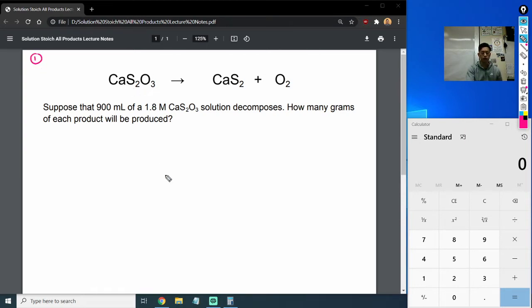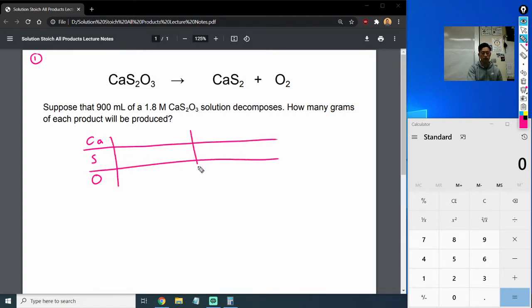So if we want to balance the equation, we want to start off by counting all of the elements on both sides of the chemical equation. So let's just start by listing the elements that we have. We have calcium, sulfur, and oxygen. Okay, so let's count how many of each we have on the left and on the right side. If you take a look on the left side, we have one calcium, two sulfurs, and three oxygens. And for the right side, we have one calcium, two sulfurs, and two oxygens. Okay, so it looks like the oxygens are the ones that are not balanced.